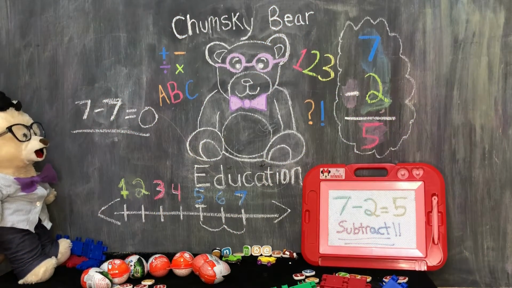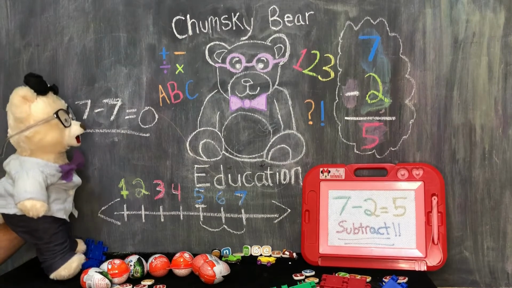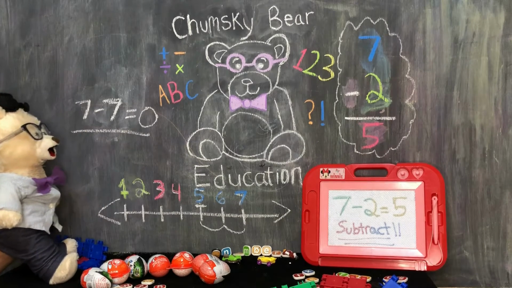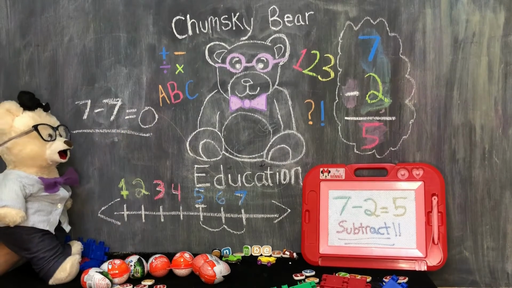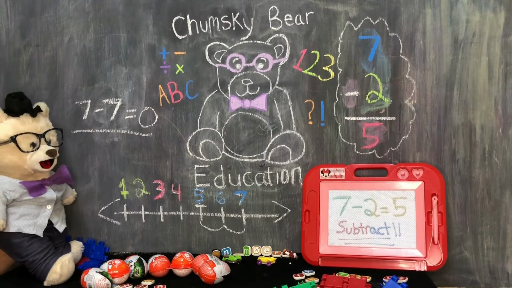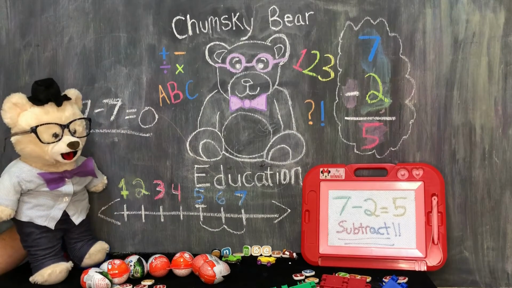And you have nothing left? This is a great way to start learning subtraction because it shows you what happens when you take things away. And you have nothing left, which is 0. Perfect. Now, there's some other ways we can learn to subtract things.